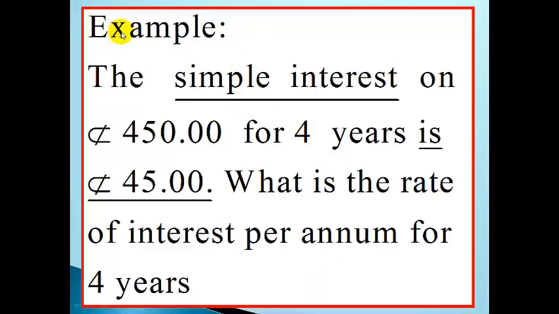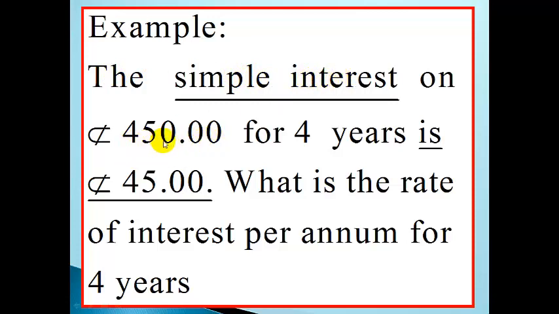Now, let's look at this example. The simple interest on 450 cedis for 4 years is 45 cedis. What is the rate of interest per annum for 4 years? Now, let's look at this question. The simple interest on 450 cedis.